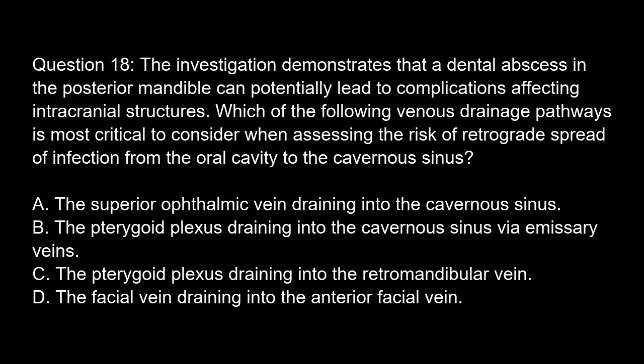Option A. The superior ophthalmic vein draining into the cavernous sinus. Option B. The pterygoid plexus draining into the cavernous sinus via emissary veins. Option C. The pterygoid plexus draining into the retromandibular vein. Option D. The facial vein draining into the anterior facial vein.